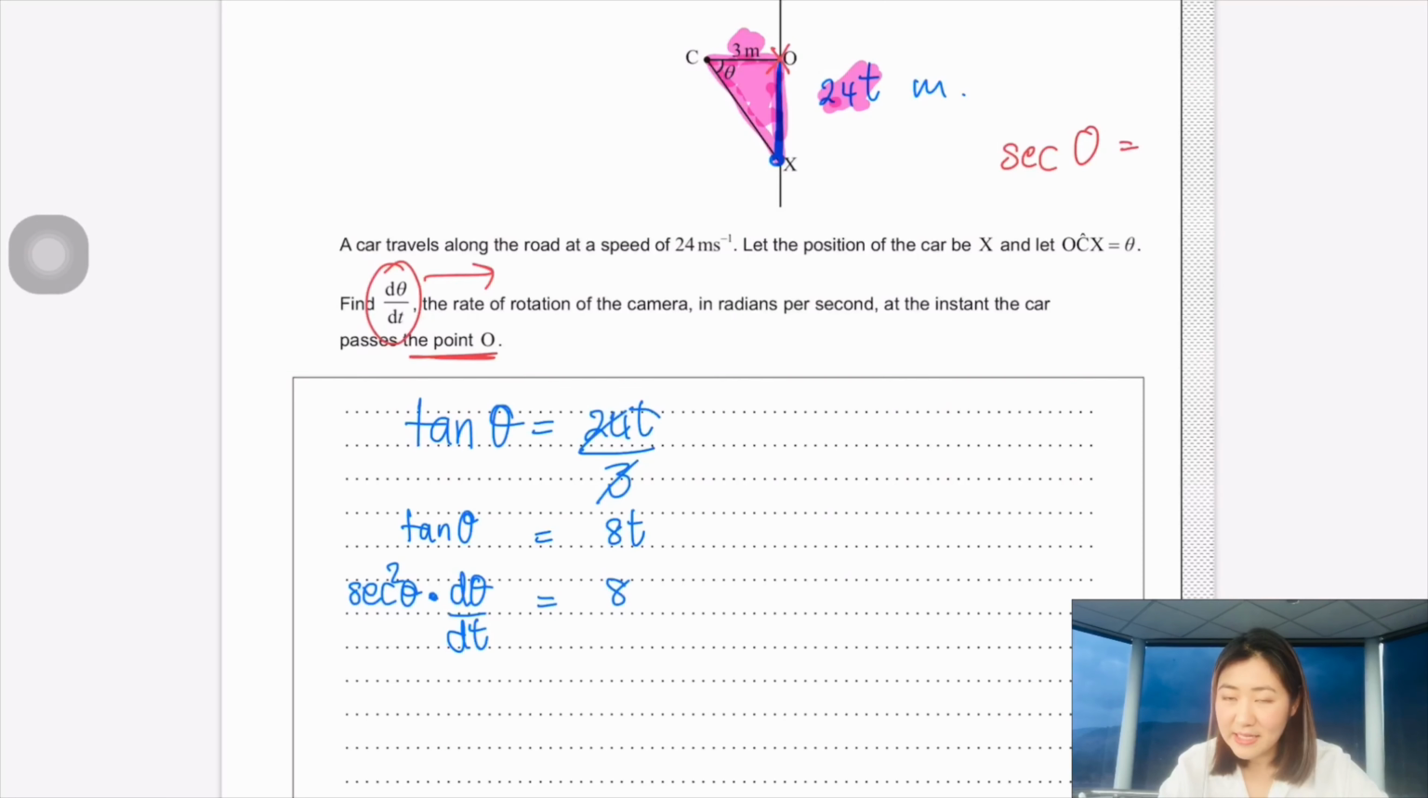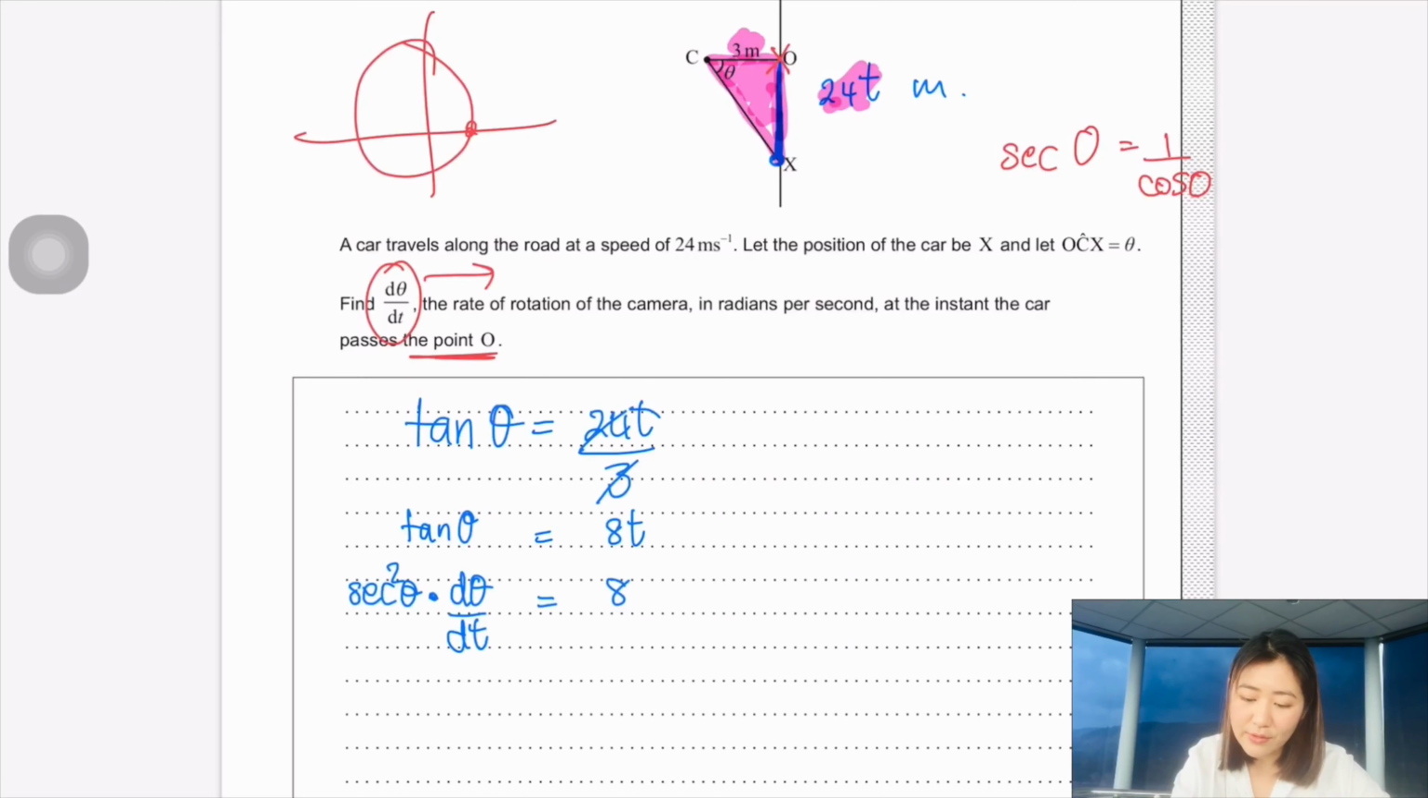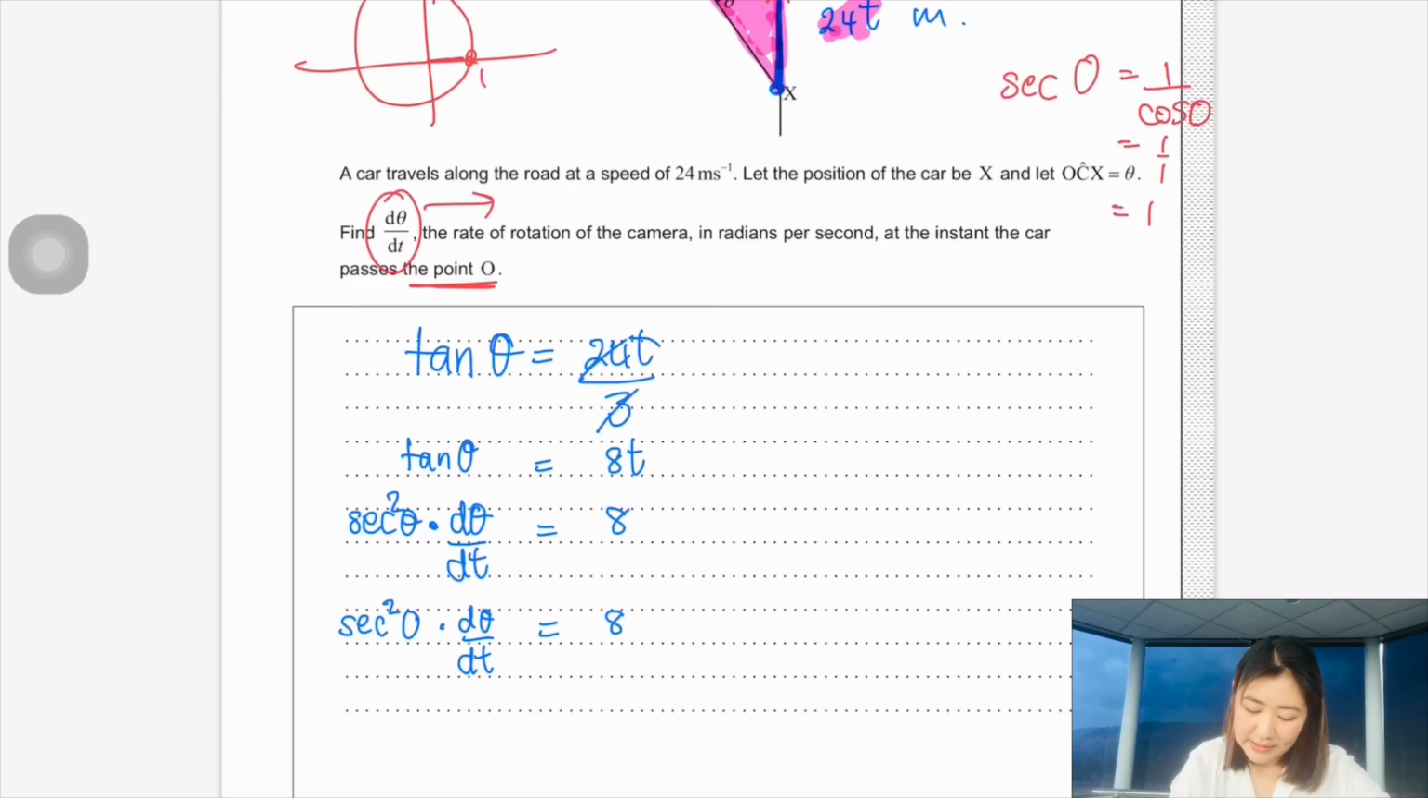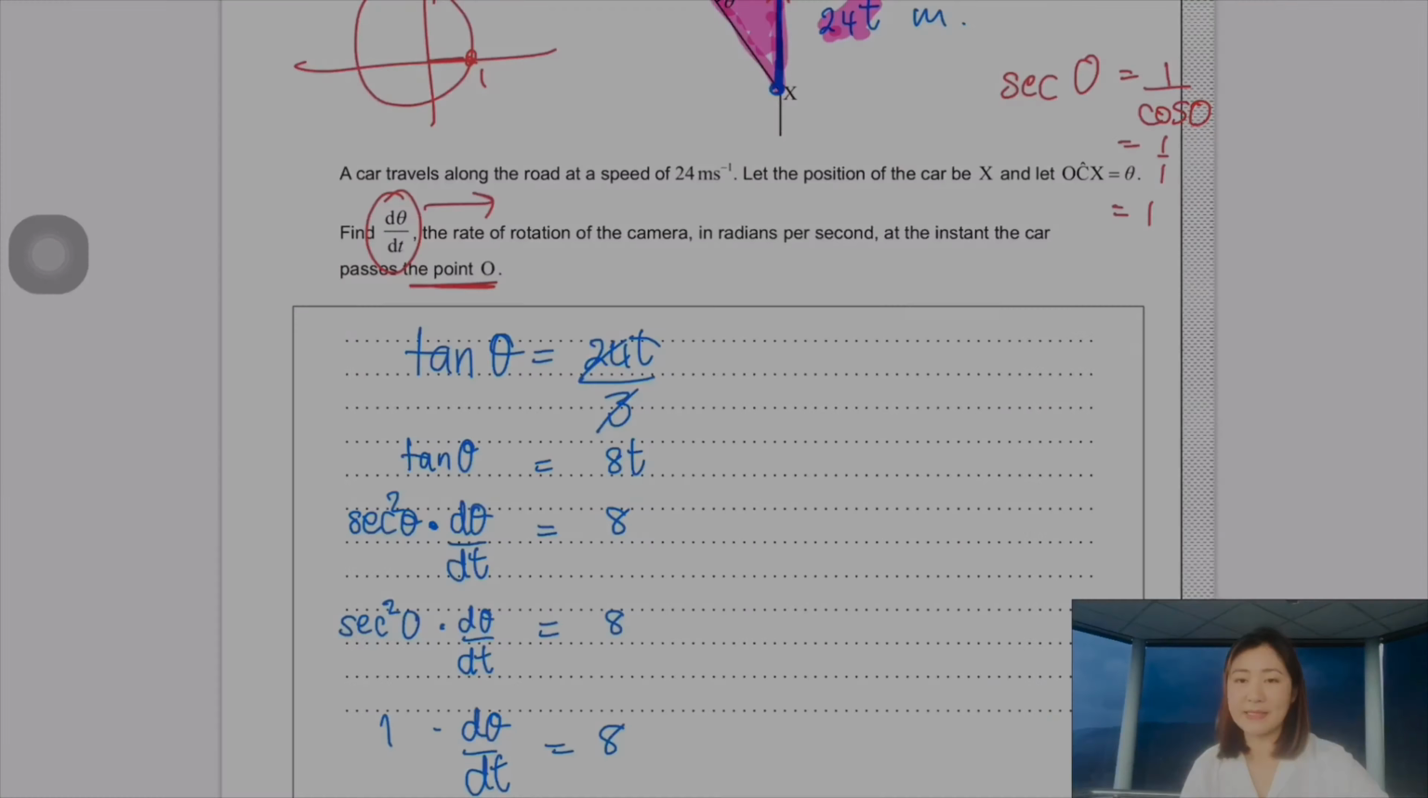What is it? It's going to be 1 over cos 0. Cos 0, on the unit circle, cos 0 is here. This is 0 angle, so the value of cos is 1. So it's 1 over 1, which is 1. So we just simply substitute it in. Sec squared 0 times d theta by dt equals 8, and sec squared 0 is 1. So d theta by dt equals 8.